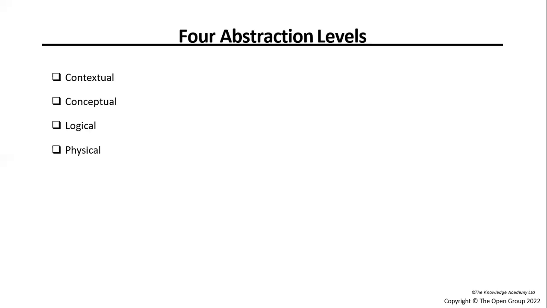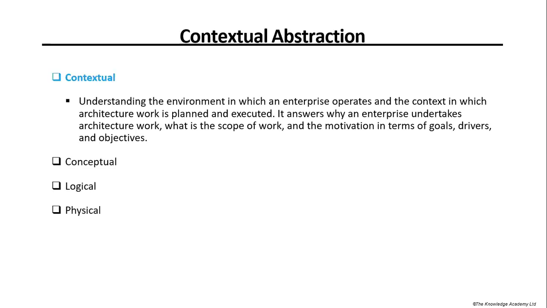Can you tell me at least what exactly they mean by contextual abstraction? Contextual abstraction, in the sense, probably it's at the beginning, in the context setting or the fundamental evaluation. Correct, you are right. You need to understand the environment of the client, right? And why are they doing the enterprise architecture? What is the scope of work and the goal, the driver, etc. That is called contextual. Got it? Here we go. Have a look at this.